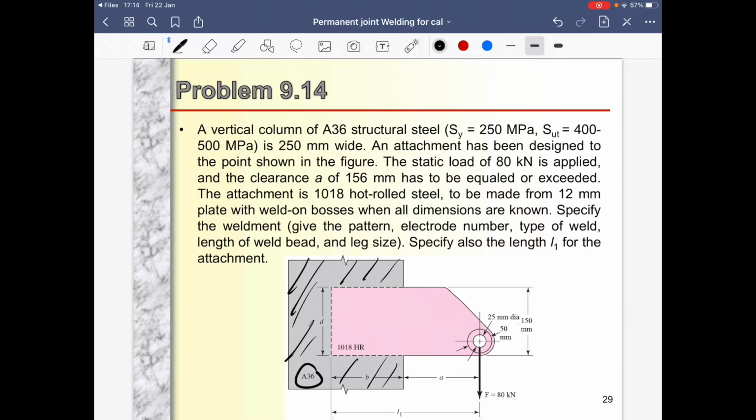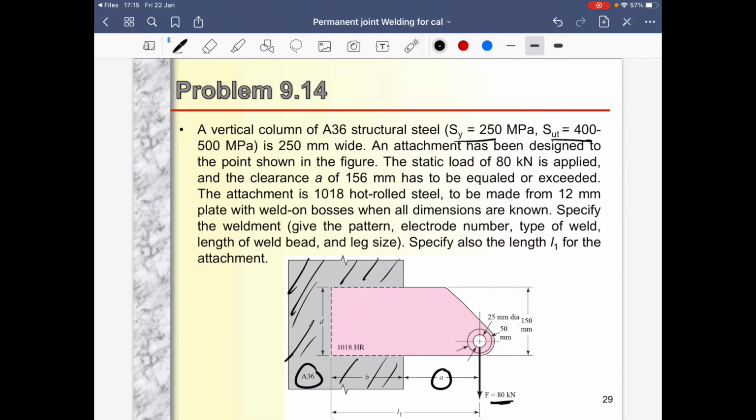They give us the yield strength and the ultimate tensile strength of A36 structural steel. Ultimate tensile strength is between 400 to 500 megapascal, and the size is 250 mm wide. An attachment has been designed to the point shown in the figure. A static load of 80 kilonewton is applied, and the clearance A, which one is A? This one is A, of 156 mm, has to be equaled or exceeded.